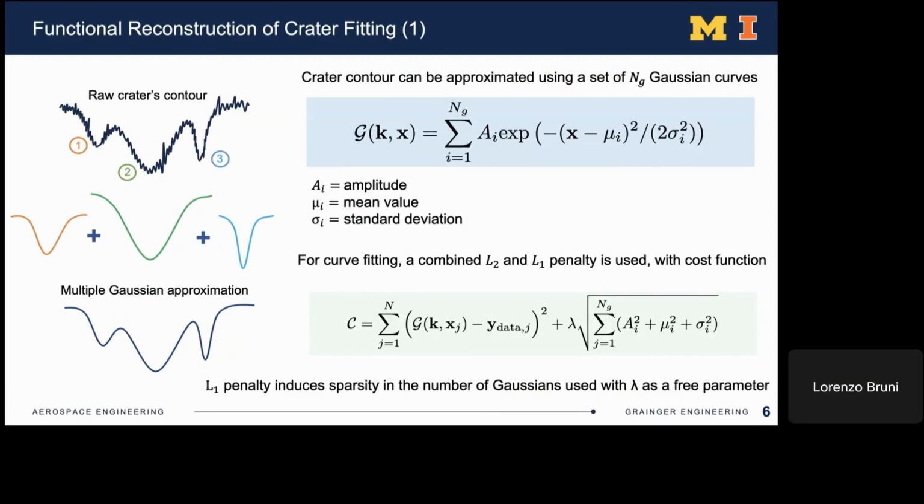the contour using a combination of Gaussians, simply because looking at the data, most of the contours look exactly like Gaussians. So obviously we could extend these to different shapes as well, but for now we are using Gaussians, so the parameters of these crater fittings are the amplitude, the mean values, and the standard deviations of the multiple Gaussians. So we are minimizing our cost function, which is a combination of an L2 and L1 penalty. And in particular, the L1 penalty induces sparsity in the number of Gaussians.